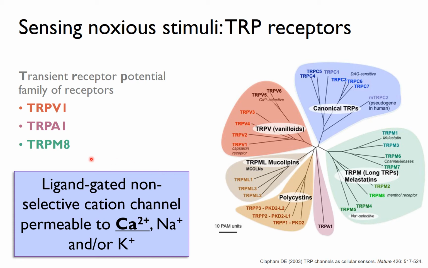The three that I am going to hold you responsible for knowing are these ones over here on the left, and they are TRPV1, TRPA1, and then TRPM8. Now, before we go into each one of these TRP receptors in a little bit more detail, I will explain that they are ligand gated, so that means you have to have some sort of chemical signal that binds to the receptor. So it has to have a ligand.